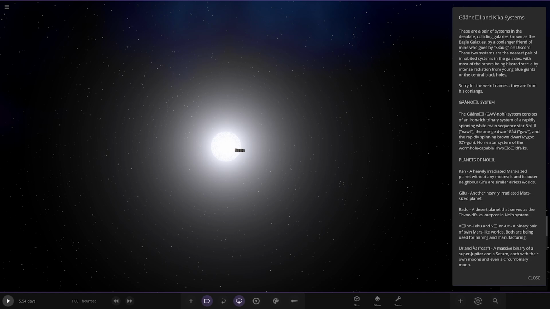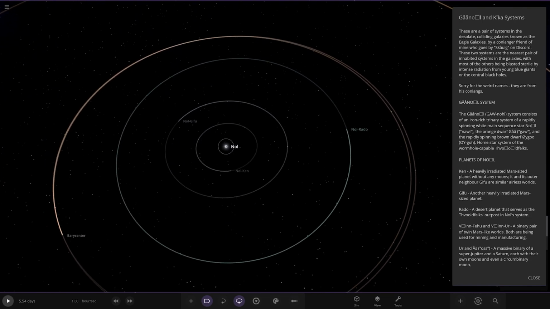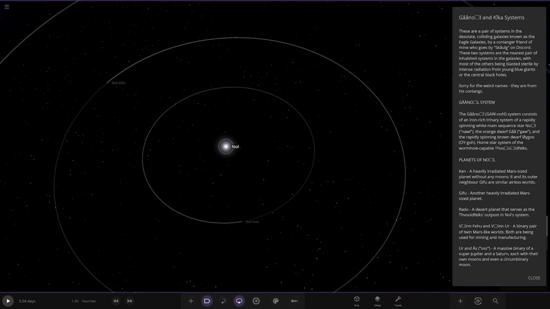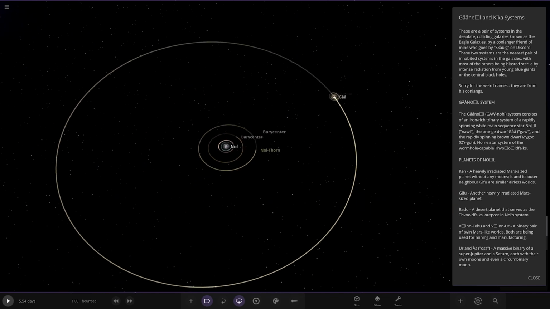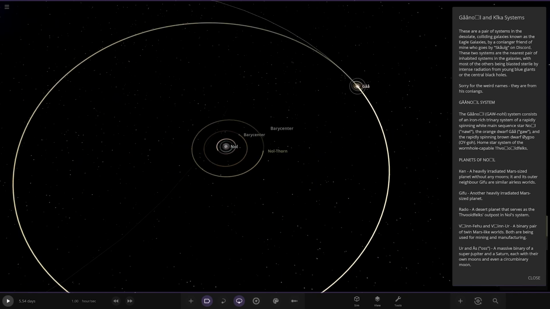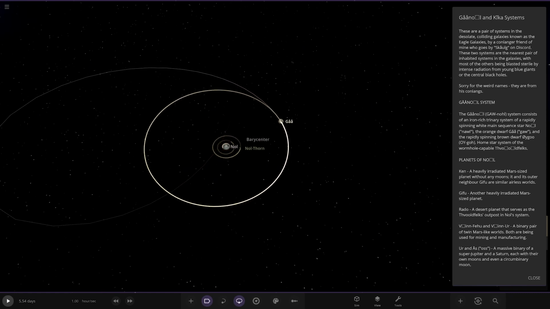Right, so Gano here, I'm guessing that's this system, consists of an iron rich trinary of a rapidly spinning white main sequence star, which is this one. The orange dwarf Gore, which is there, or is it over there? Is that there? That one's Ga. I think that's it, yeah, Gore. I think it's just the accents on the Z there. And rapidly spinning brown dwarf Ogre, which is there. Okay, cool. Home star of the wormhole capable.